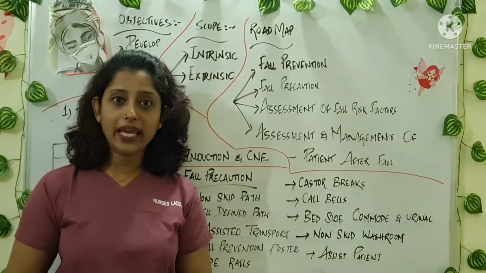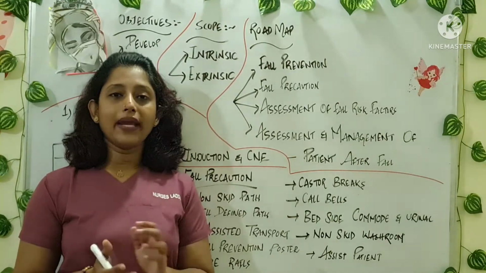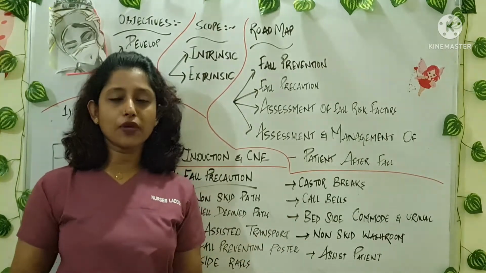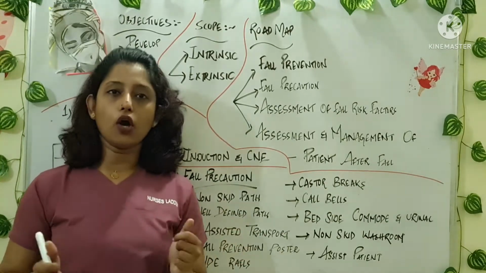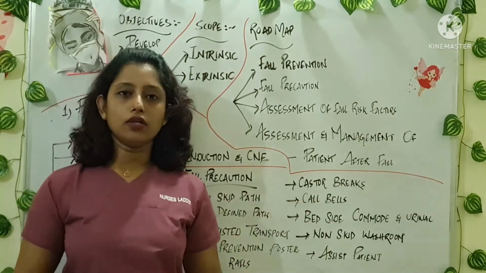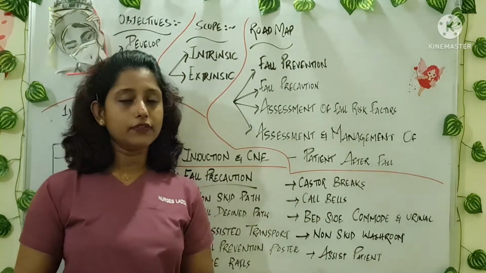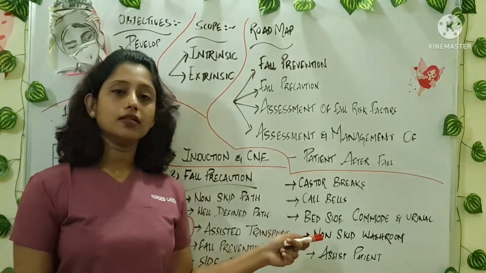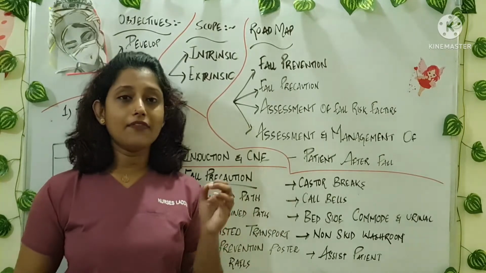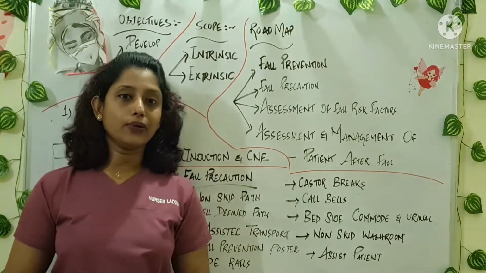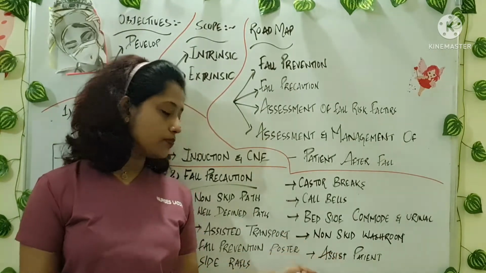Caster brakes. We need to have brakes, and they must be on. The bed must be locked while it is not moving. When you are not transporting a patient, when the patient is on the bed, make sure that the brakes are locked. Call bells. As I already mentioned, we need to check the functioning of the call bells every day. Bedside commode and urinal. We need to make sure that a bedside commode and urinal are available for the patient as per the requirement.